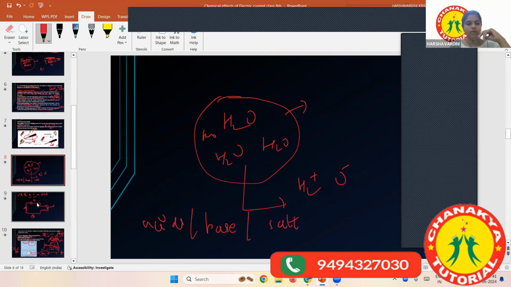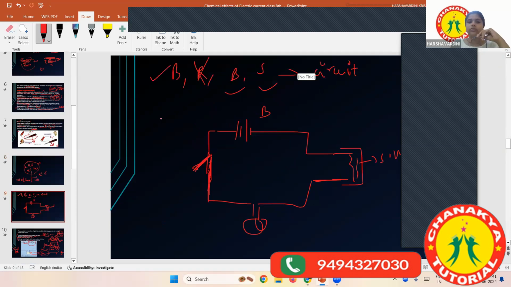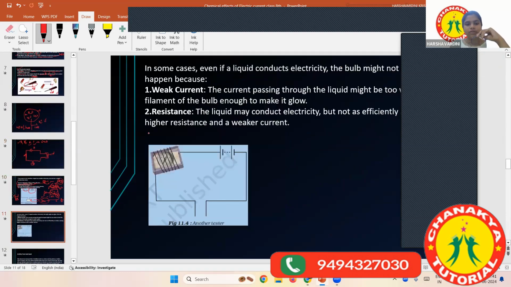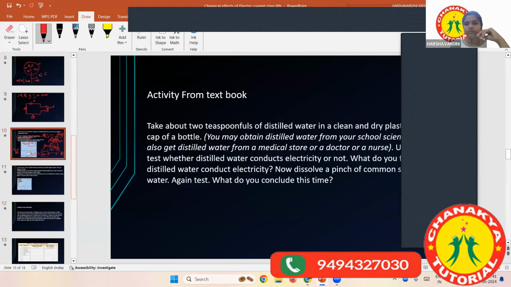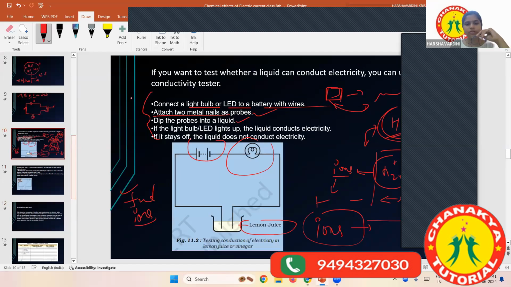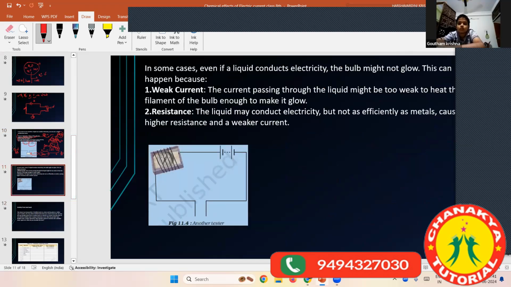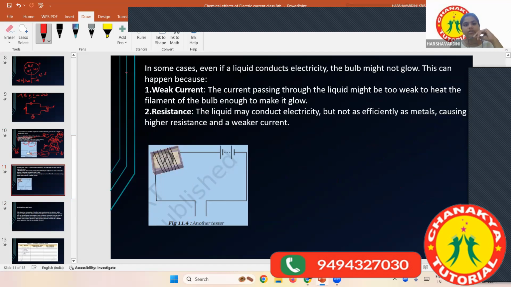Now we were talking about the circuit formation. Hope you remember. So this is lemon juice. We are testing the conductivity of electricity in lemon juice or vinegar, right? So will the bulb glow? Yes, ma'am. Okay. In some cases, even if a liquid conducts electricity, the bulb might not glow. This happens because of weak current.